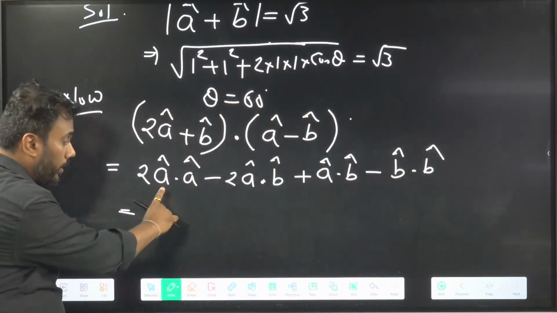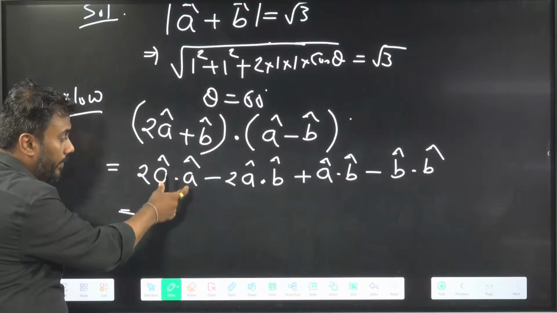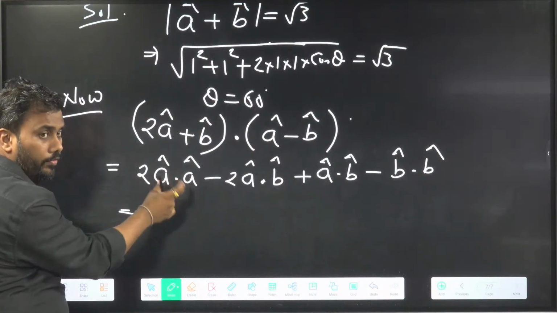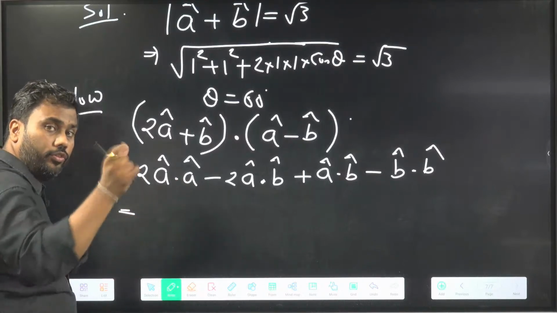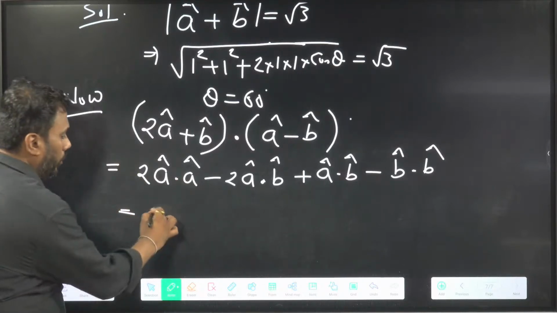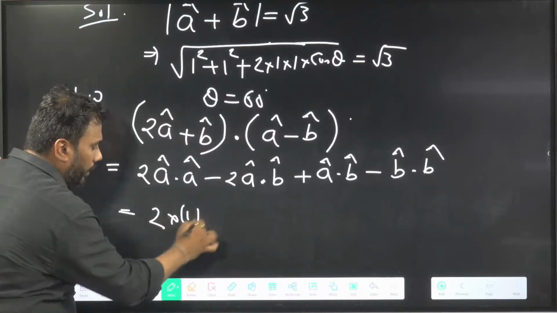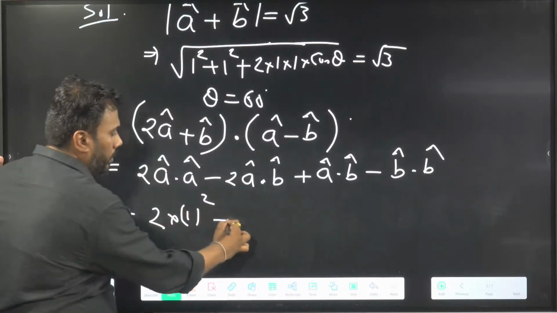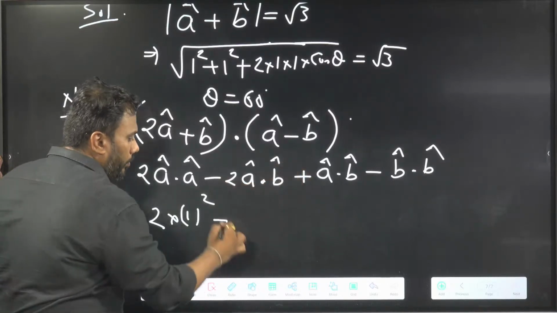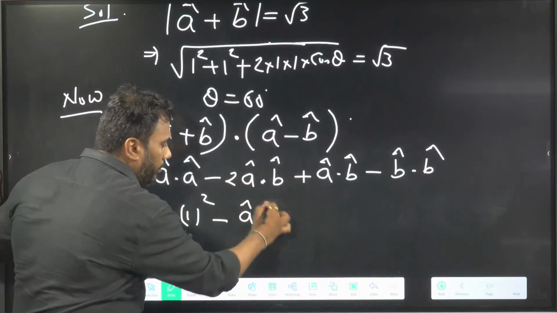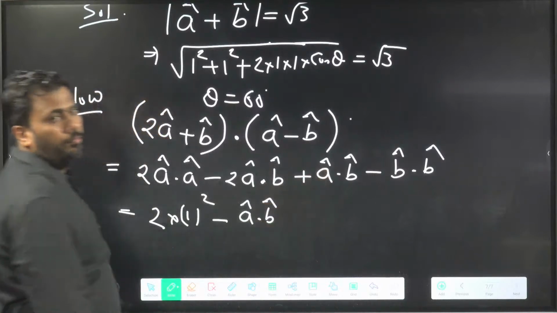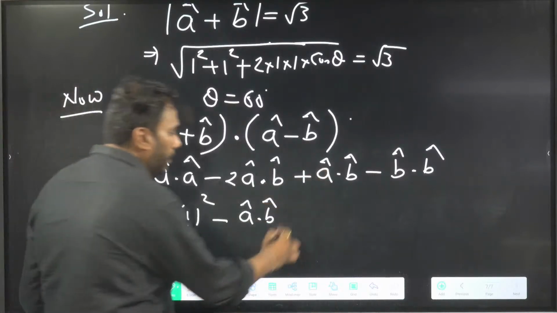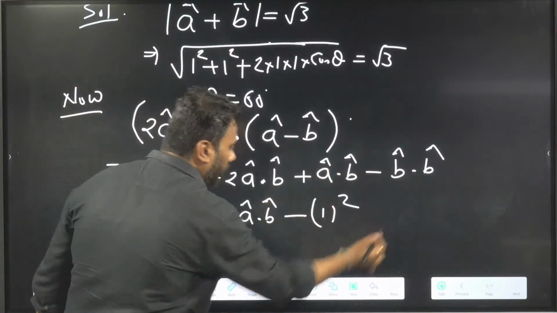What is the product of a vector with itself? A vector dot itself gives you the square of its magnitude. So this is a cap, hence the magnitude will be 1. Minus 2 times a dot b plus a dot b, I will get minus a dot b. And what is b dot b again? 1.